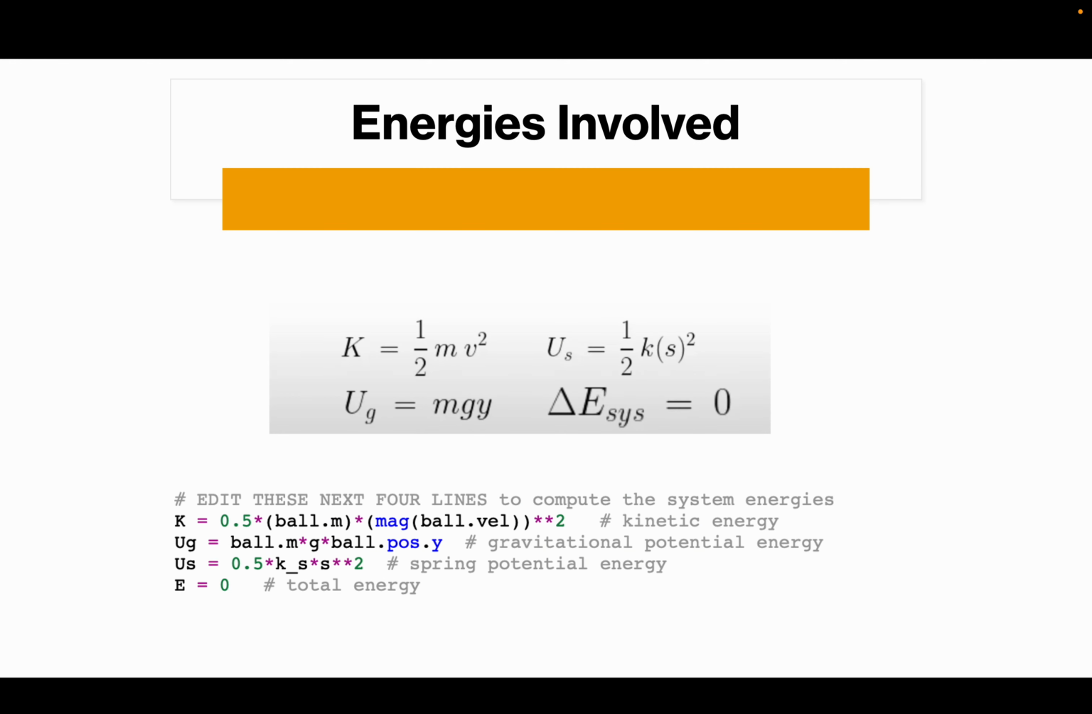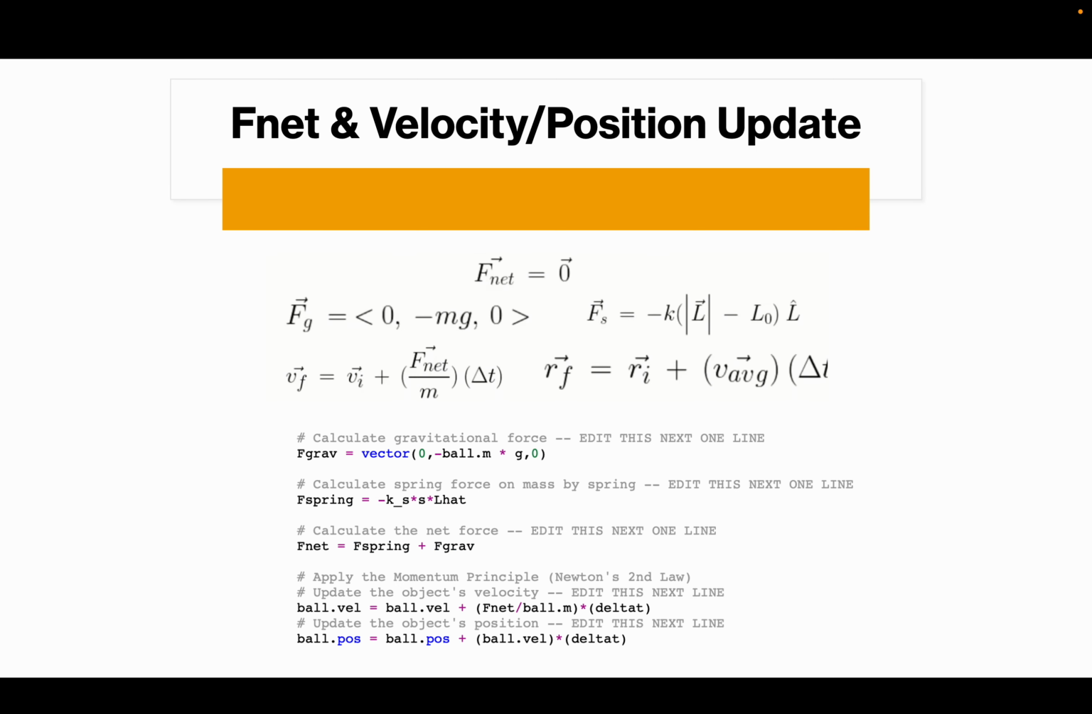Also, for our computational model, we see that we have involved kinetic energy, spring potential energy, and gravitational potential energy, and then the total change in energy is 0. Additionally, we need to calculate and implement our net force and our velocity and position update formulas. As you can see on the top, we have the formulas we use and how we implemented them below in our computational model. We applied the momentum principle. We calculated the net force by first calculating the F grav and F spring as well.